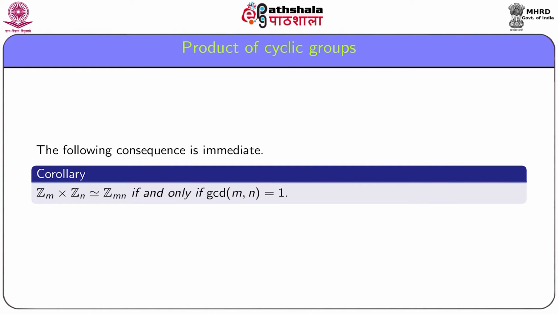And as a corollary, we have: if gcd(m, n) equals 1, then Zm cross Zn is a cyclic group of order mn and hence it is isomorphic to Zmn. The converse also follows from the previous theorem.